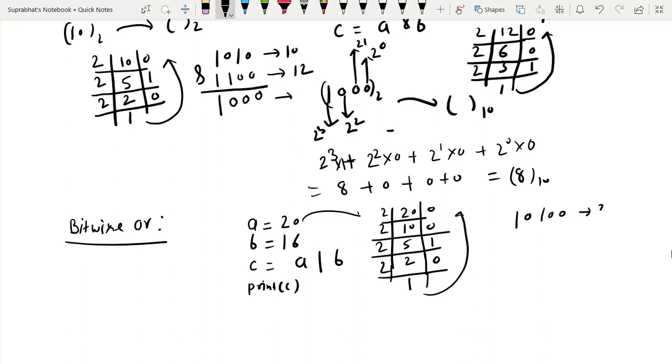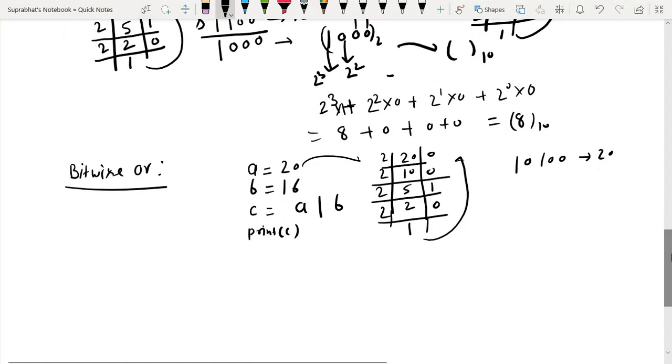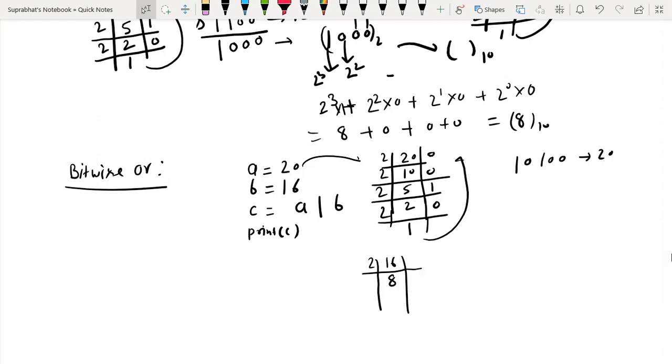This is for 20. And next for 16, same: 2 8s are 16, remainder 0, 2 4s are 8, remainder 0, 2 2s are 4, remainder 0, and the last one is 2 1s are 2, remainder 0. So the final value is 1 0 0 0 0.